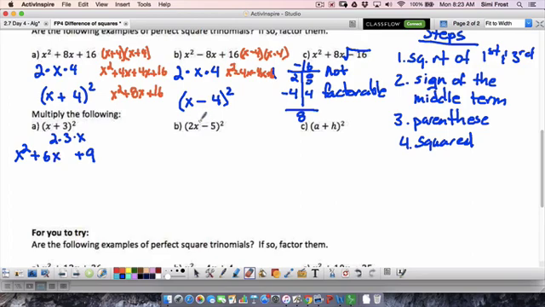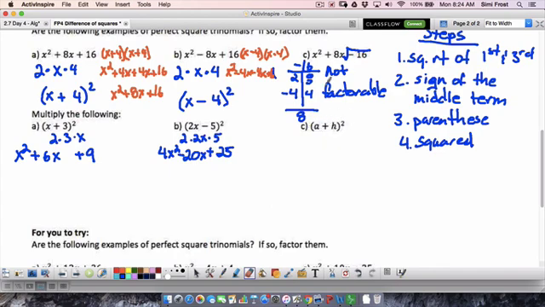Okay, let's try that again here. We're going to square the first one, so 4x squared. We're going to square the last one, so 25. This has to be positive. This one, because it's negative, our middle term's going to be negative. And now I'm just going to take 2 times 2x times 5 to find that middle term. So 2 times 2 is 4, 4 times 5 is 20, so we get 20x. All right, last one here.